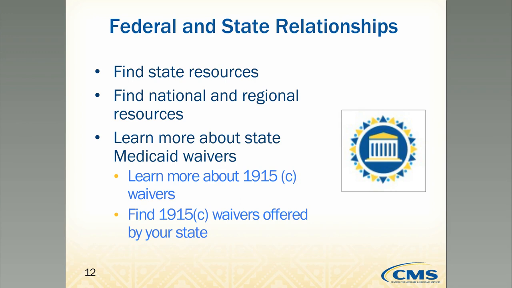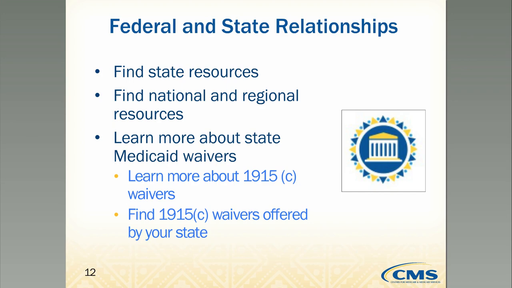So under the state resources map, you can find state Medicaid agency contact information. You can find the details about state waivers, information on area health boards and regional tribal organizations. Under the national and regional resources, you can find information on different subtopics such as housing, veteran services, and Native American communities. Under the state Medicaid plans and waivers, that section can help break down the 1915C waivers, the 1915I waivers, and the 1915I self-directed personal assistance services.